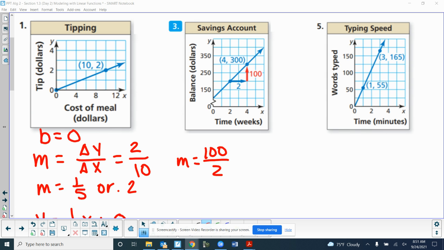All right, so do we understand how I got 50? Changing Y, the red, changing X was the blue, right? So just 100 divided by 2. So what's the B value? Where's it hitting the Y-axis? Nobody can tell me? It's 100, isn't it? That point right there is 100. So Y equals 50X plus 100.